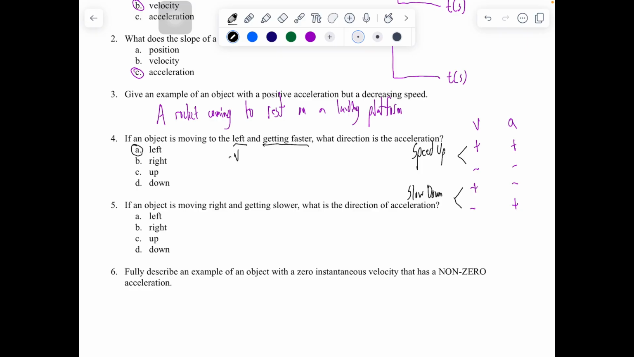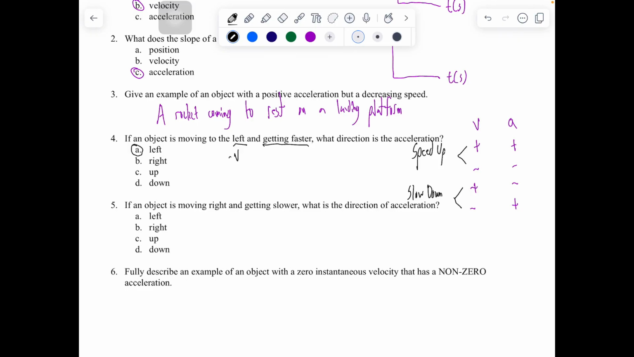Now you might say, well, why is down not an answer here? Well, that's because we're always just dealing with either purely horizontal motion, left and right, or purely vertical, up and down. So even though down is a negative direction, we're not dealing with vertical motion here, right? The object's moving to the left, so we're only looking at that horizontal motion.